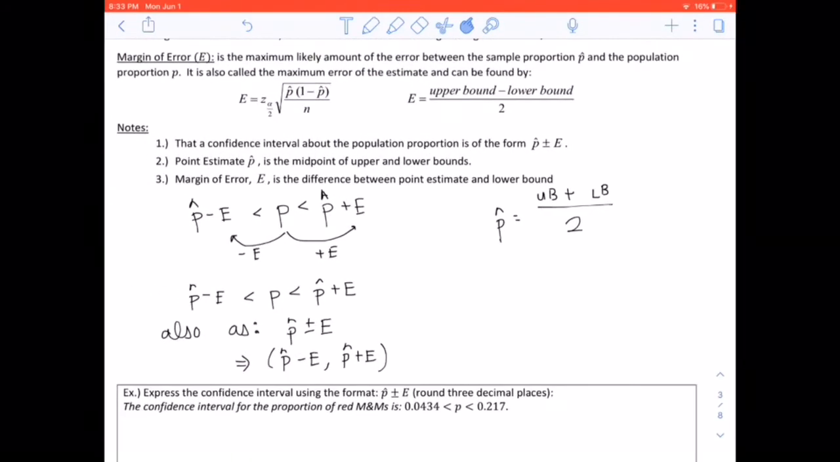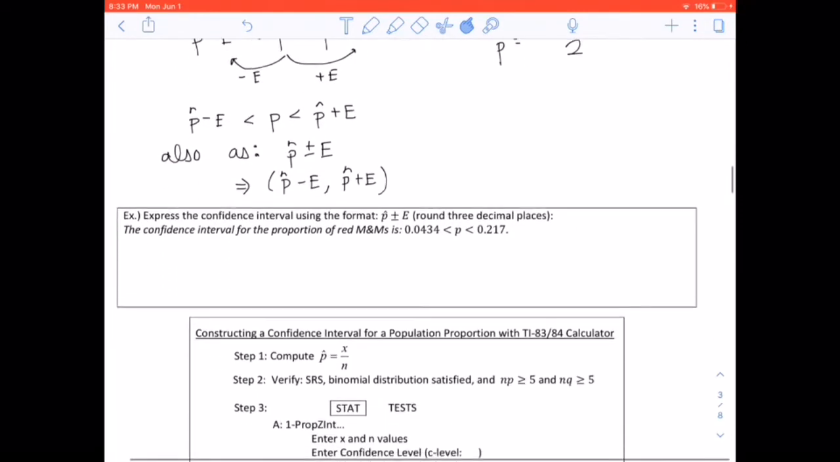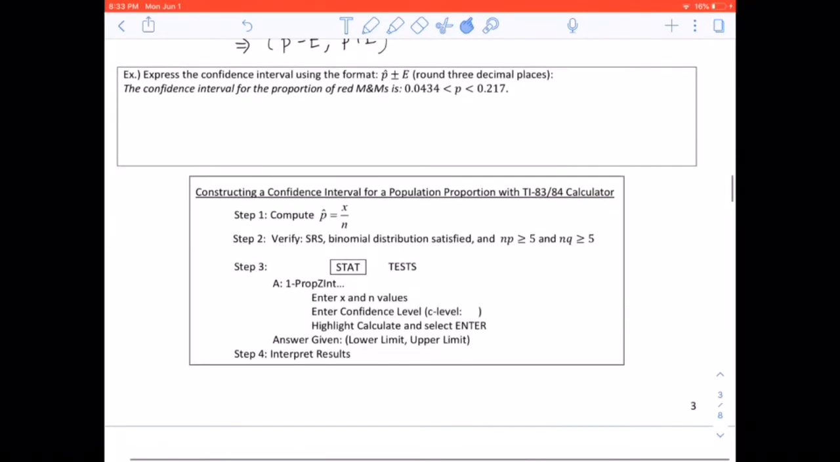So the next example says express the confidence interval using the form P hat plus or minus E, round 3 decimal places. It says the confidence interval for the proportion of red M&Ms is, and it gives us this value here. So if you notice, we have our upper and lower bounds. So this is our lower bound here, and this is our upper bound. But we don't have P hat and we do not have E.